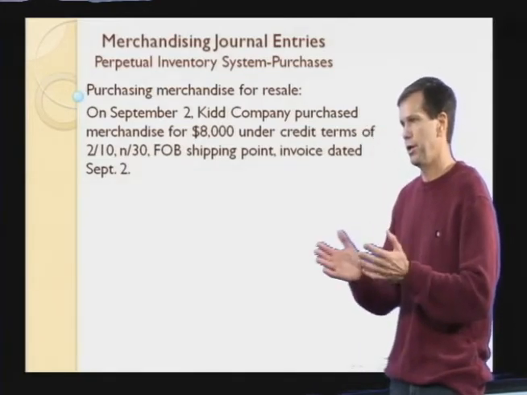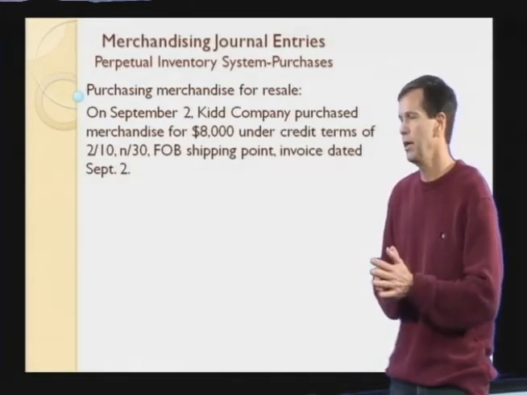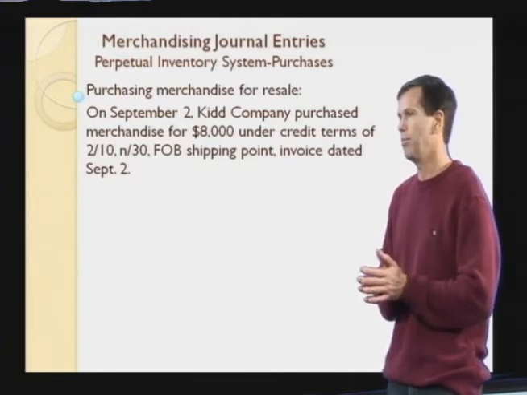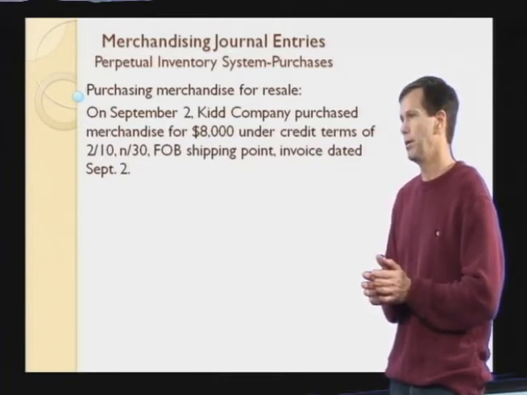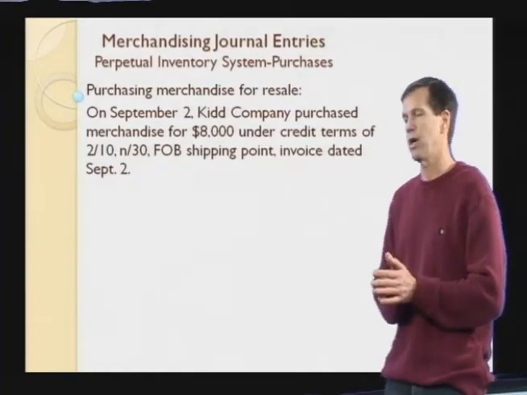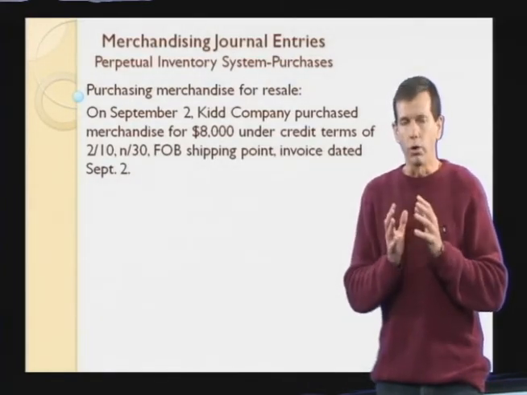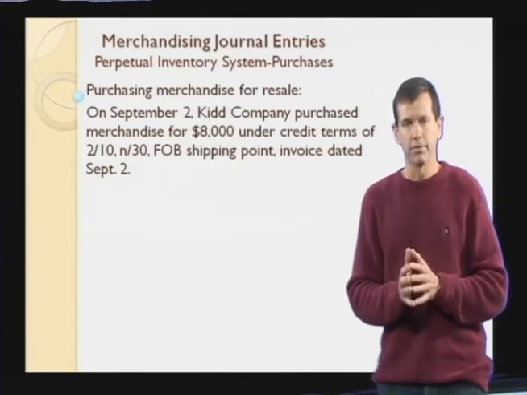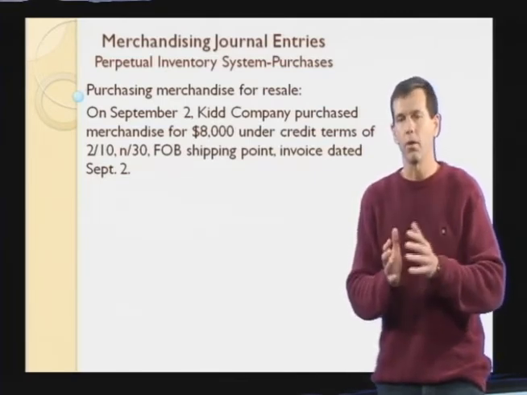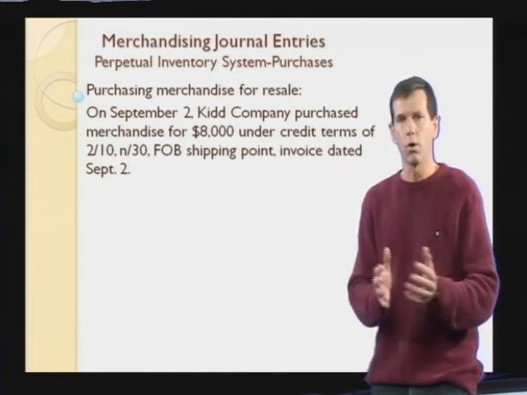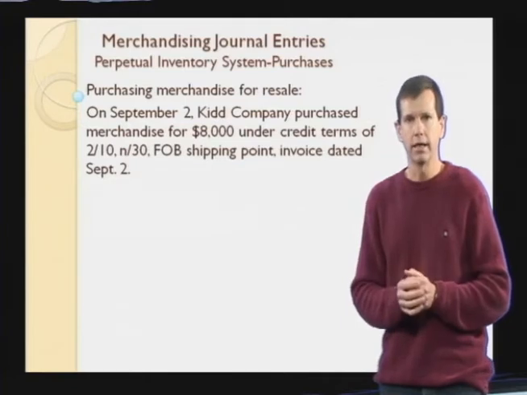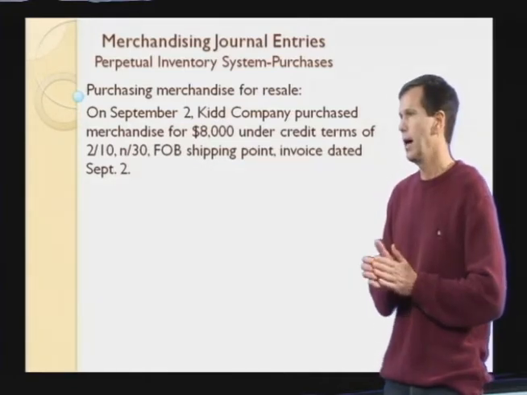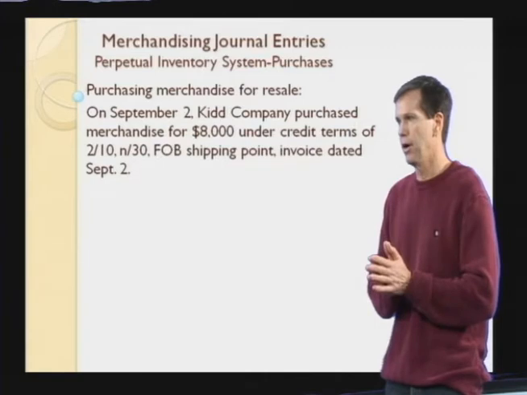Again, we're going to initially show the purchasing merchandise for resale, and on September 2nd, Kid Company purchased merchandise for $8,000 under credit terms of 2/10 net 30, FOB shipping point, and the invoice is dated September 2nd. Where students typically get mixed up in Chapter 5 is they tend to forget, are we the seller, or are we the buyer? Well, in this case, we are the buyer. We're buying the inventory.